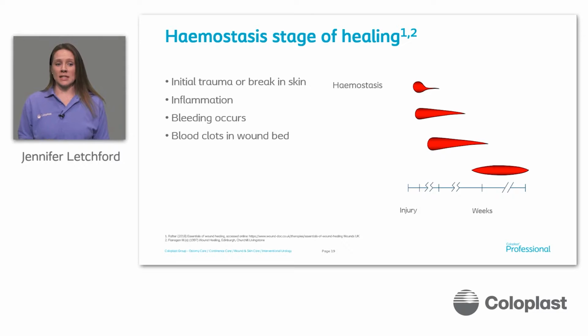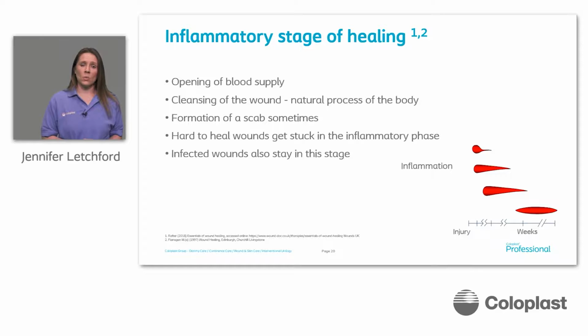So hemostasis, the first stage in the healing process. And this is what happens at that initial break in the skin. It's where bleeding will occur and a blood clot will start to form in that wound bed. You'll see some inflammation at this stage, but that's not inflammation linked to infection, this is inflammation linked to this stage of wound healing. We then move into the inflammatory phase of healing.